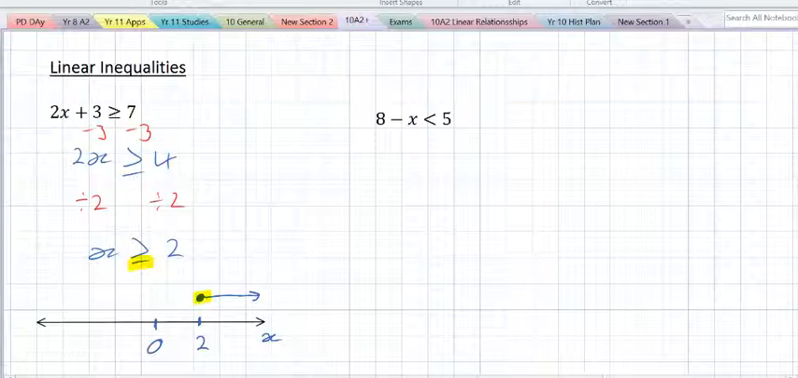How much marks will you lose if you don't colour it in? A half. Every half counts.